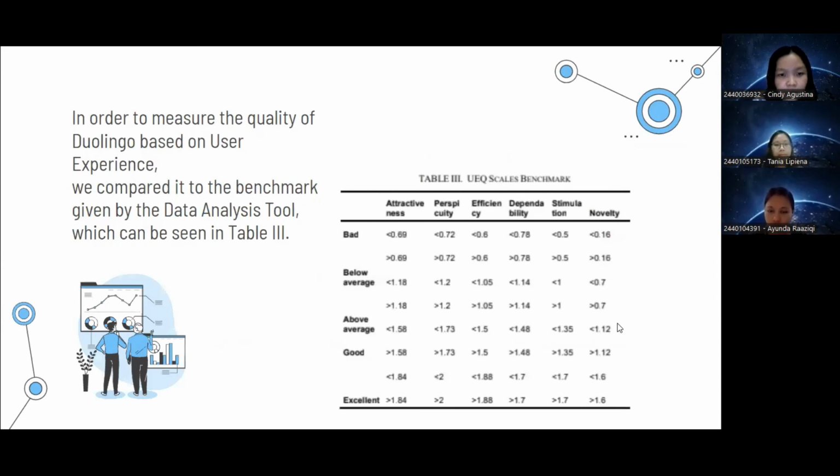In order to measure the quality of Duolingo based on user experience, we compared it to the benchmark given in the data analysis tool. This can be seen in table 3 for the values of bad, below average, above average, good, and excellent.